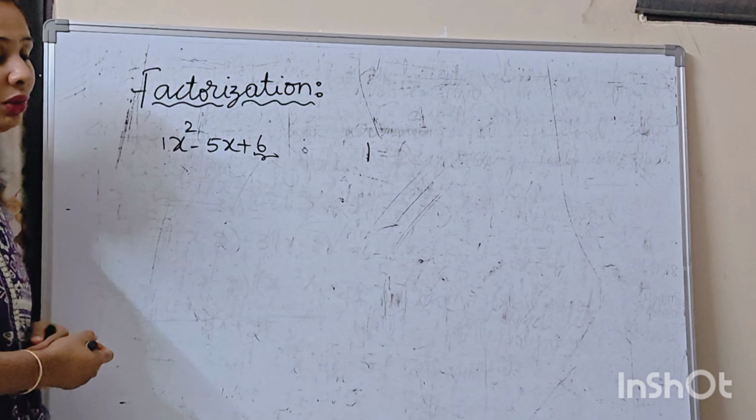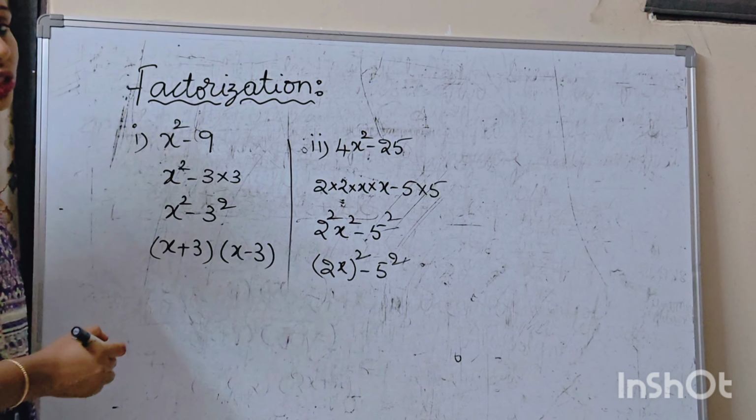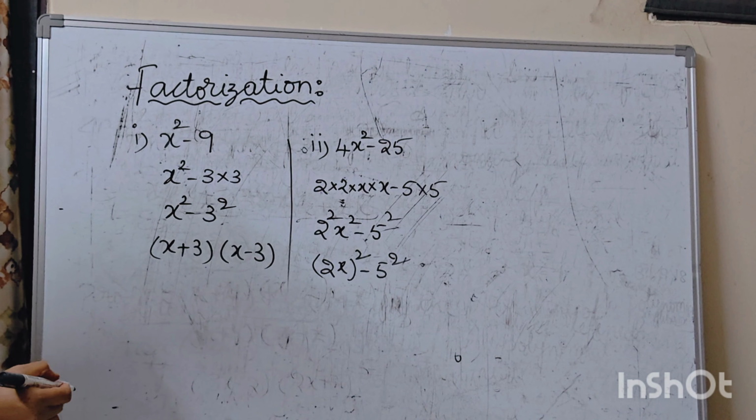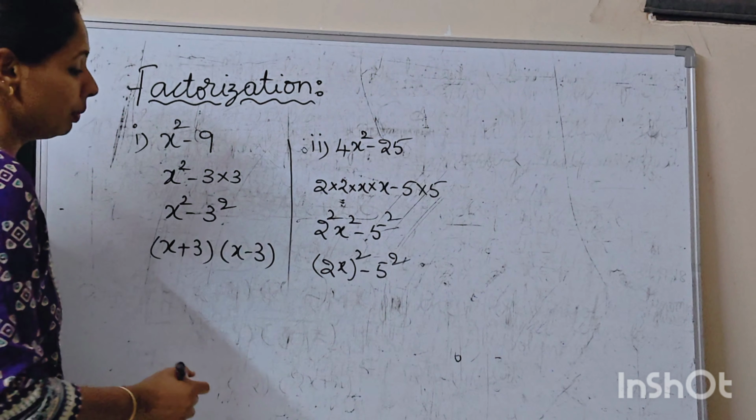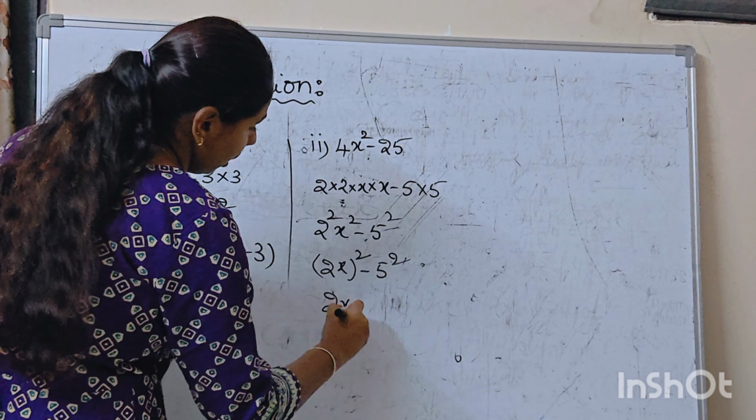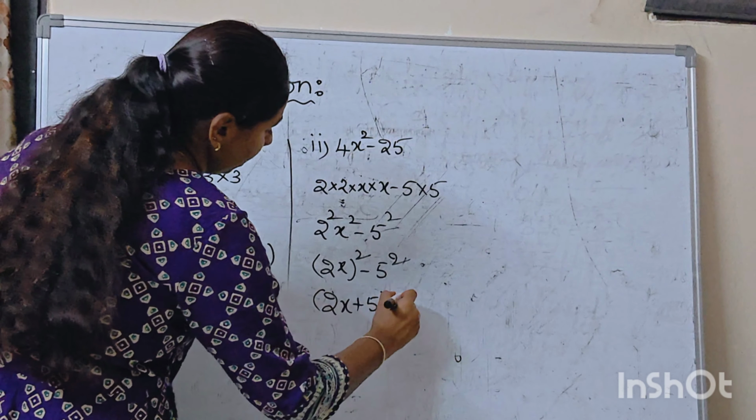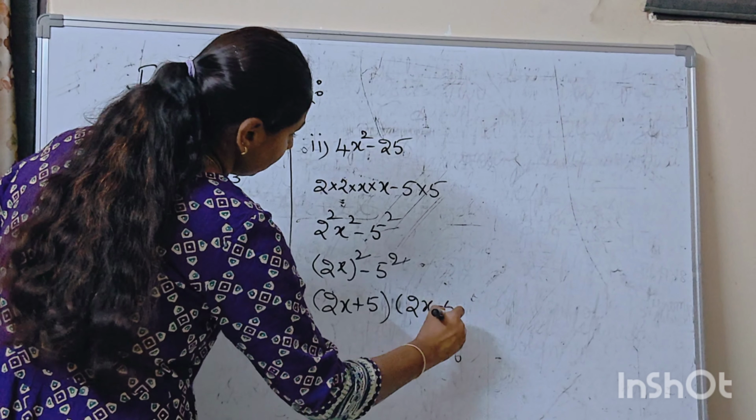So here let's split 2 into x into x minus 5 into 5. Right. This I can write as 2 square x square minus 5 square. So now see here, which is 2x whole square, I can write this one as, and 5 square. Again it is looking like a square minus b square. What is the formula of a square minus b square? A plus b, where a means 2x, b means 5. A plus b into a minus b.